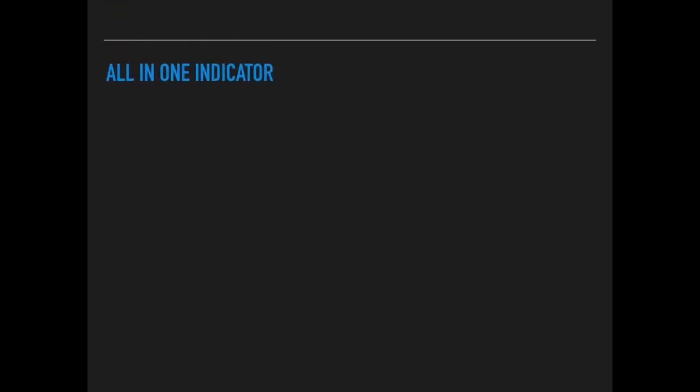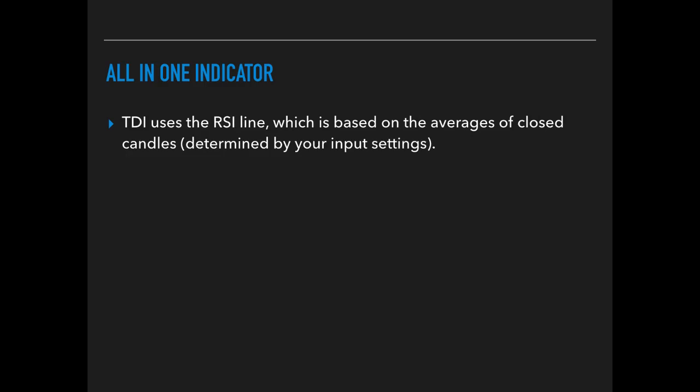So we call it the all-in-one indicator, and it uses the RSI line. For some of you that haven't changed your settings, it's a green line, but on the templates that you guys downloaded, we changed it to a black line because it stands out better and I can see it better that way. That's the TDI line that we use, the RSI line, which is based on the averages of closed candles, determined by your input settings.